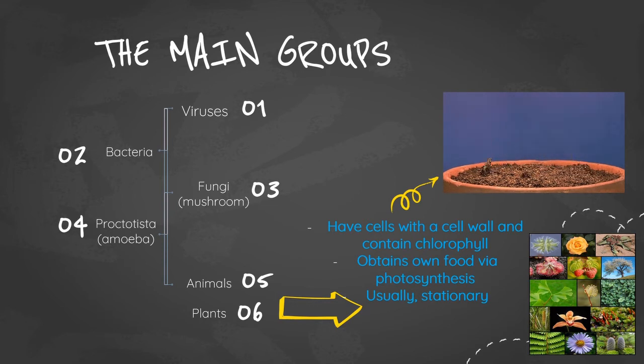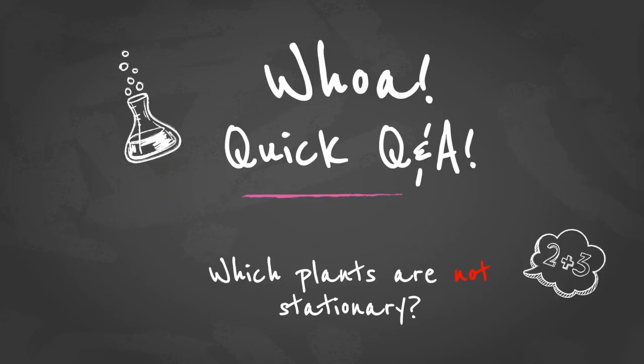So we're gonna do another word breakdown. Photosynthesis. Photo meaning light and synthesis meaning to make. So plants are able to make food using light, right? So they get the light from the sun, and that starts up the whole food making process. And lastly, as I mentioned already, plants are usually stationary. Quick Q&A. Which plants are not stationary?